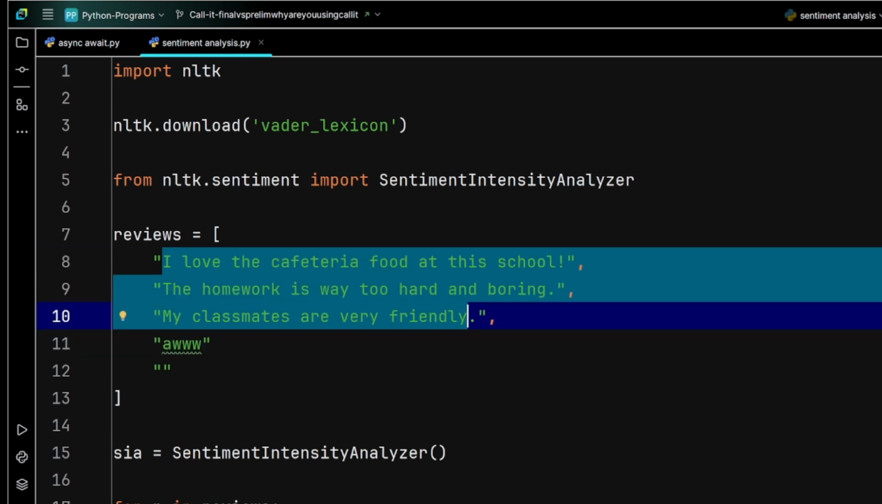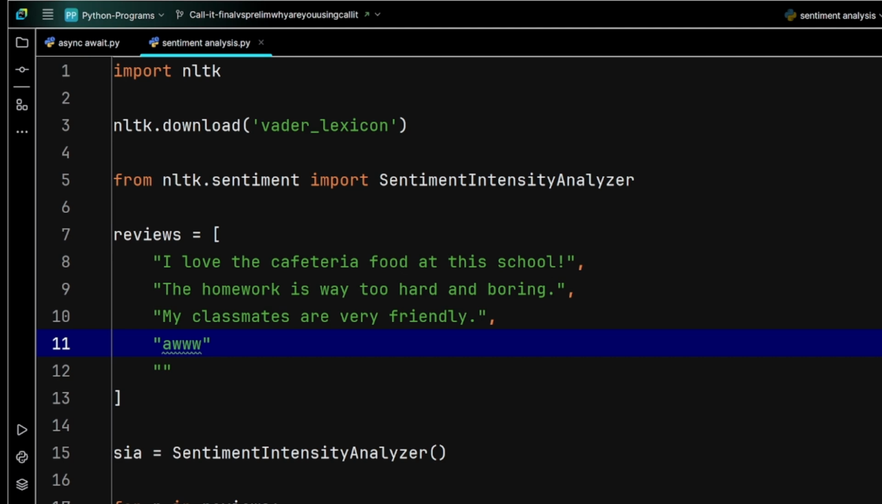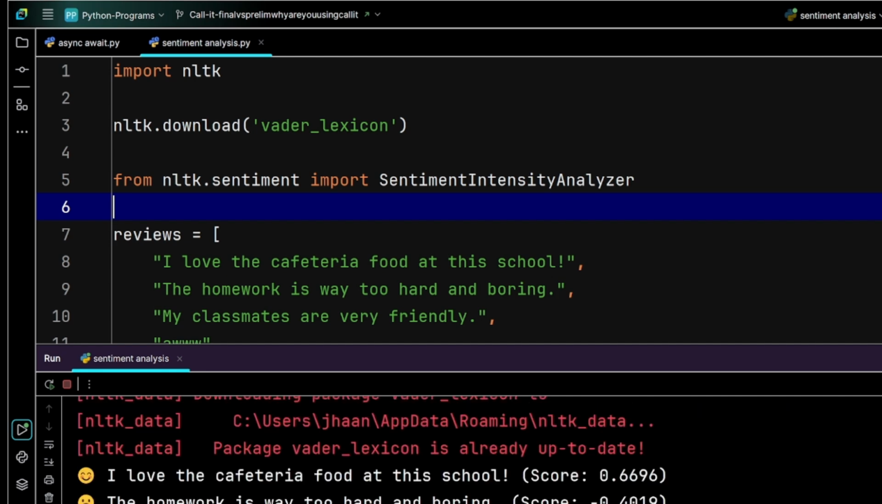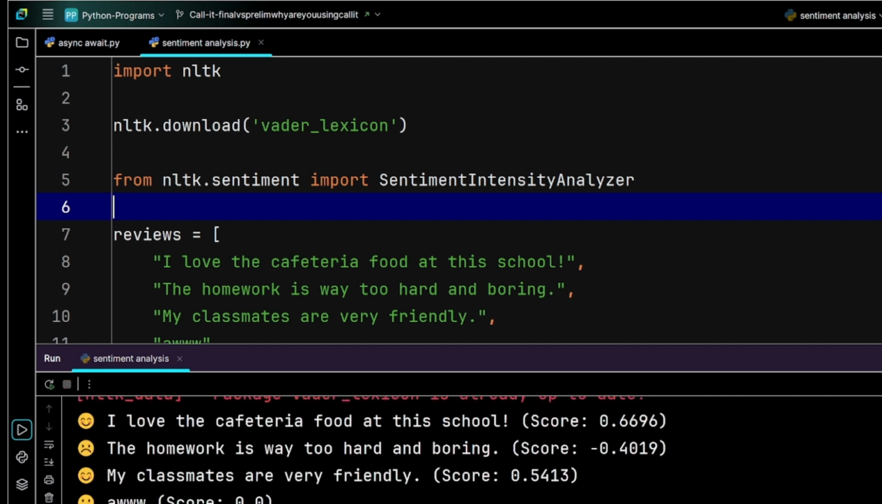I love the cafeteria food at the school. The homework is way too hard and boring, and my classmates are very friendly. And then I just put this in just to try it. So if we run it, then just wait for it, and then yeah. So I love the cafeteria food, so it gives it a high score, but if you say it's between 0 and 1, it gives it like a 0.6.